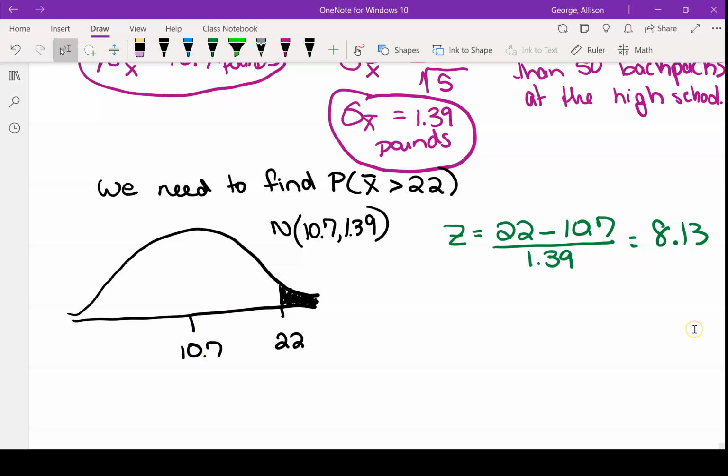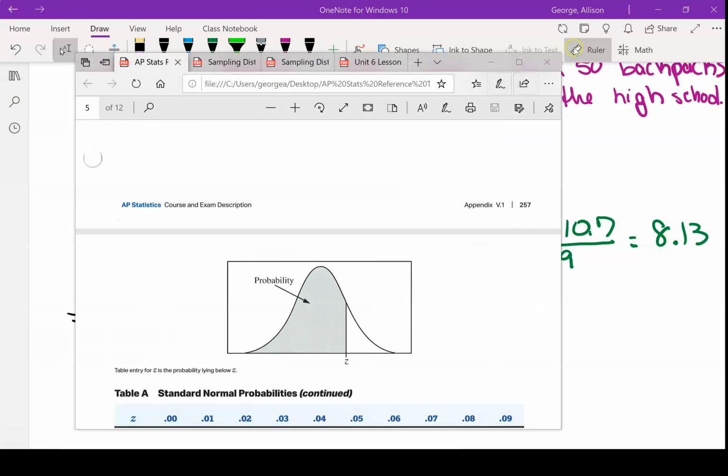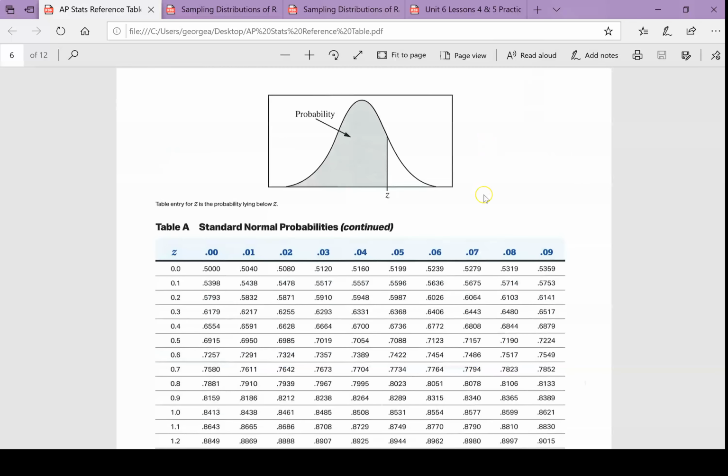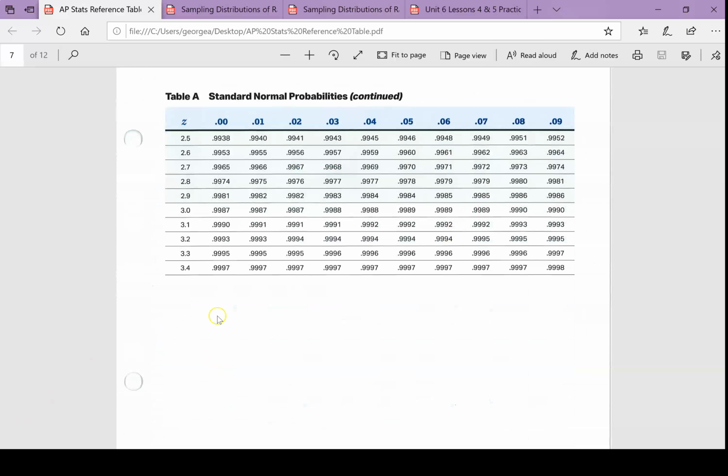All right, so our z-score is 8.13. So if I go to my reference table, drag that over here, sorry. All right, for my reference table, if I try to go to 8.13, my reference table only goes to 3.49. All right, so we are not going to be able to get an exact answer, and that's okay. So if we go to 3.49, we get 0.9998.